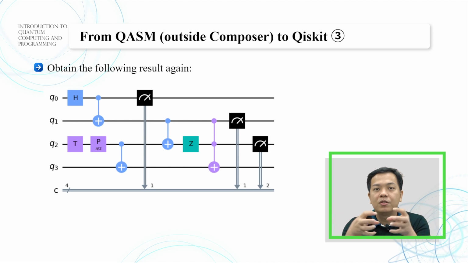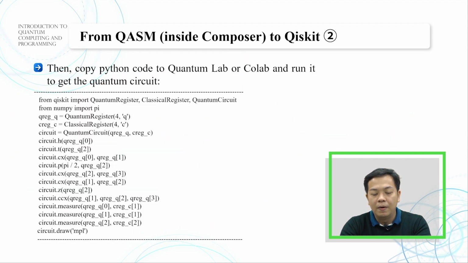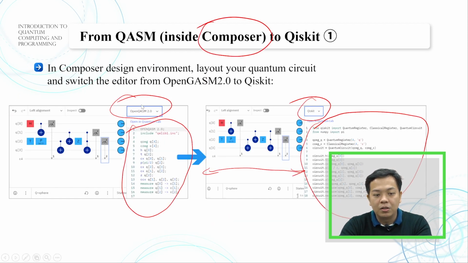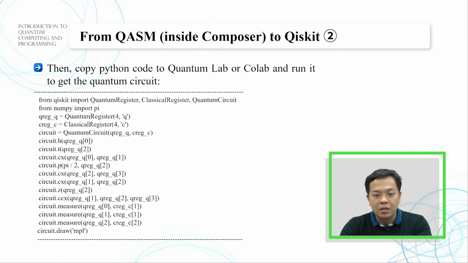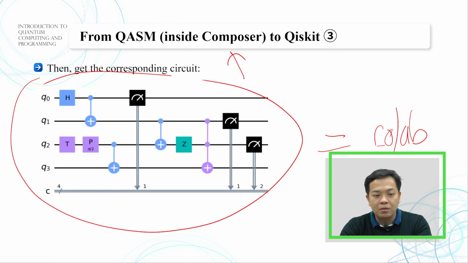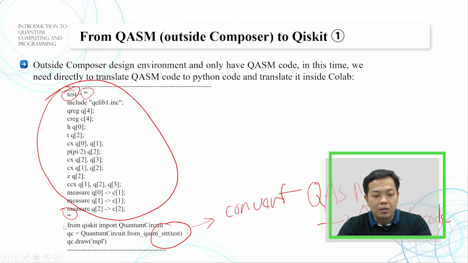So you can convert. In this step, I already told you how to convert in the Composer. In the Composer, you just switch to the other library, switch the mode, and it converts automatically. In the Quantum Colab, you need to add 7 more lines of code to convert.